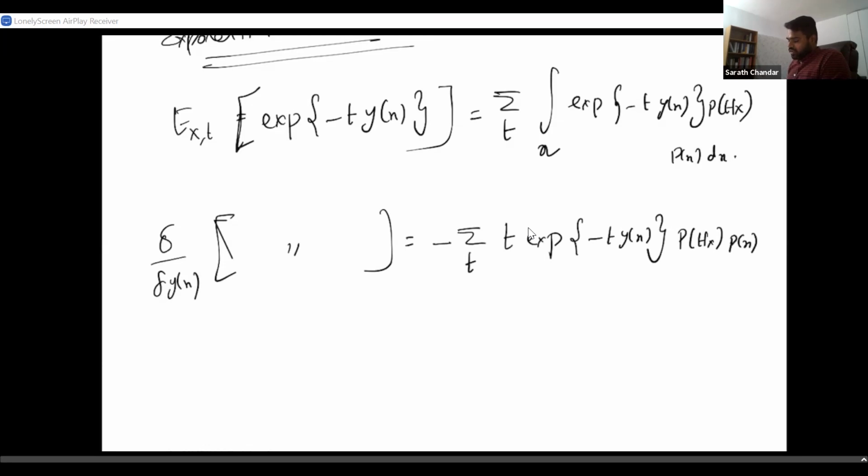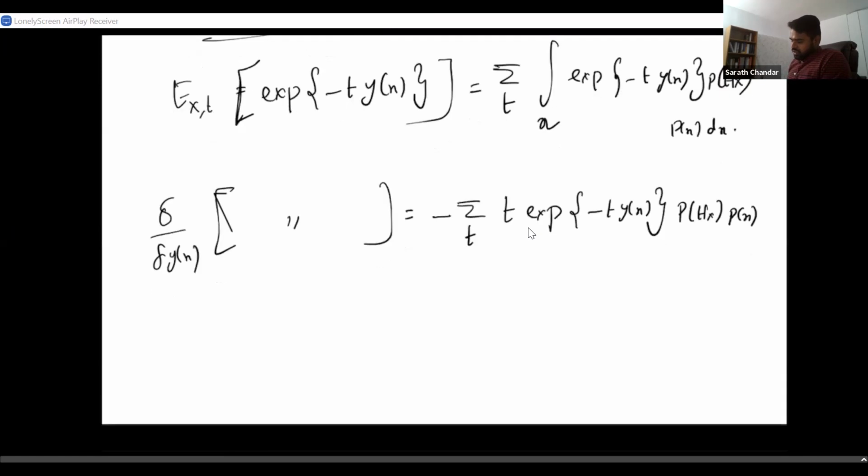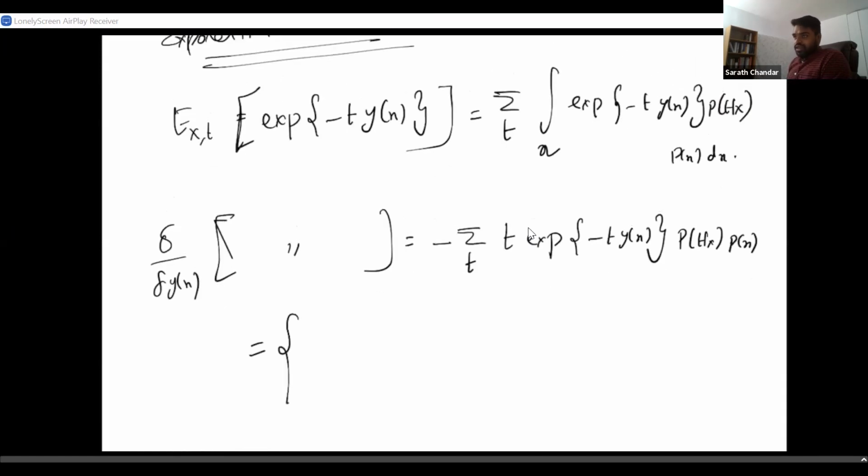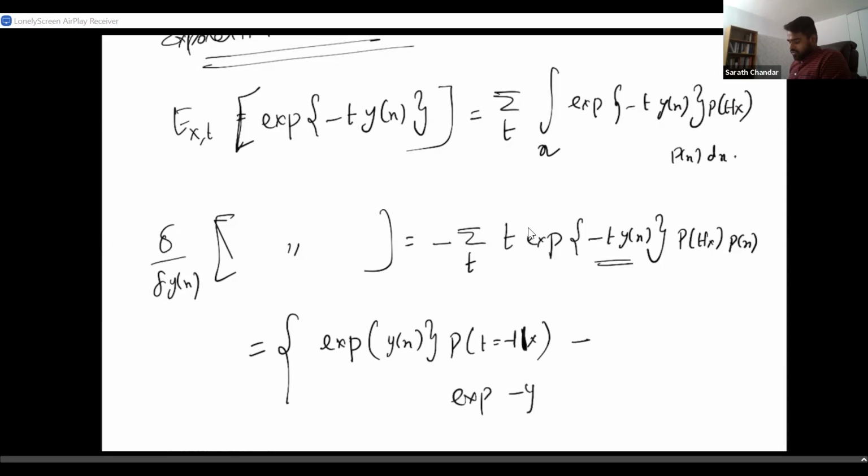So what have I done here? e to the power minus t y, when you differentiate, you get e to the power minus t y, then you differentiate minus t y, you get minus t. Now this is equivalent to exp(y(x)) times the probability that t is equal to -1 given x, minus exp(-y(x)) times the probability that t is equal to 1 given x. I have just expanded this summation, t is equal to plus 1 and t is equal to minus 1. Now we are going to set this equal to 0.